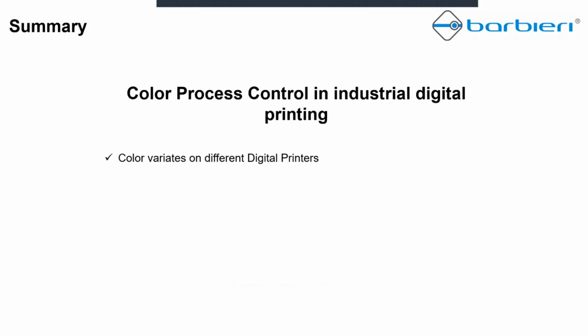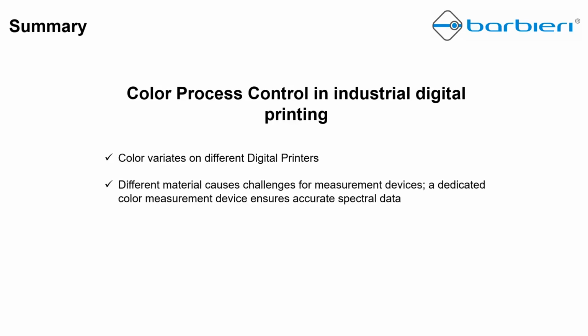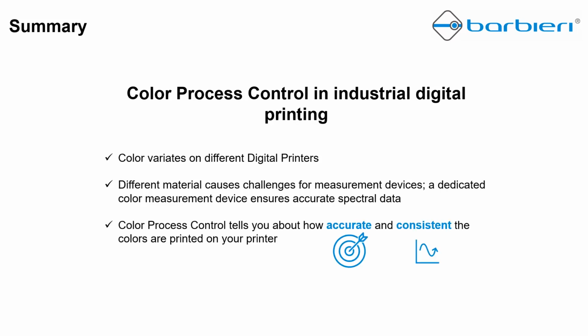Well, what we discussed today is that color can vary in different digital printers. We saw that different materials cause challenges for measurement devices, therefore a dedicated color measurement device ensures accurate spectral data. And we learned a lot about color process control, and that it tells us about how accurate and consistent colors are printed on our printers.